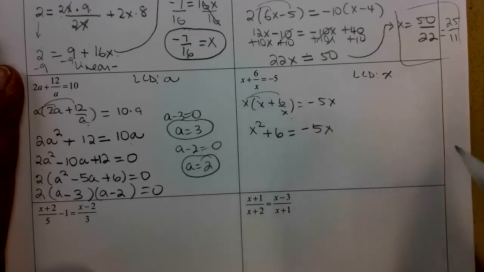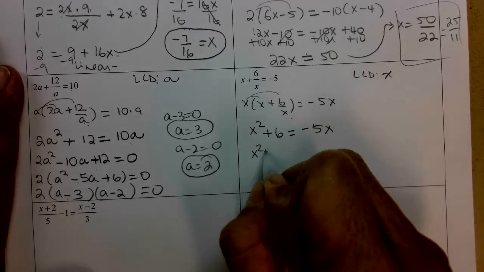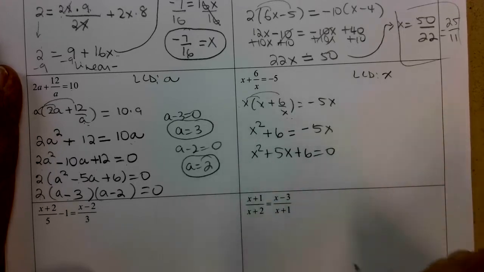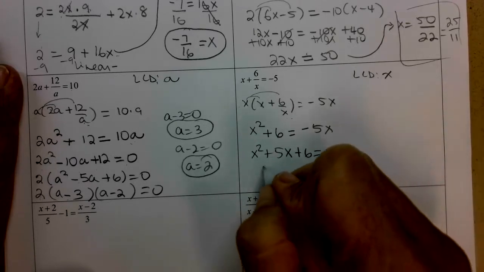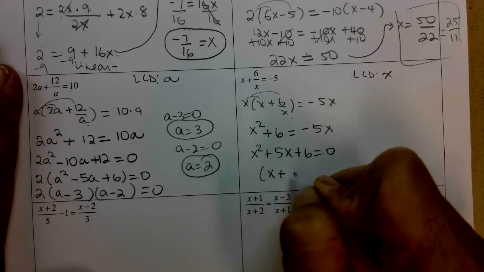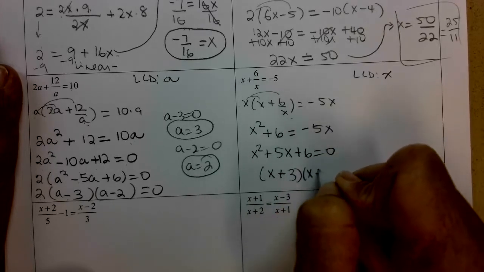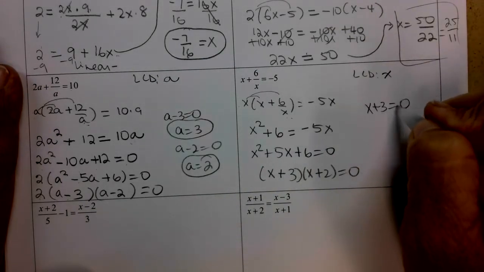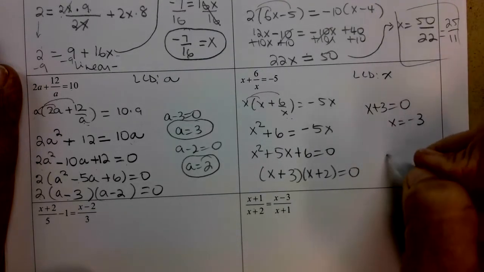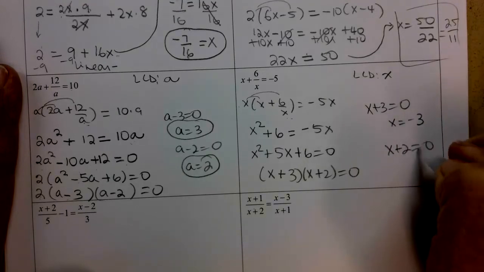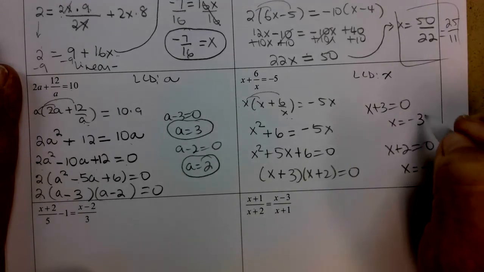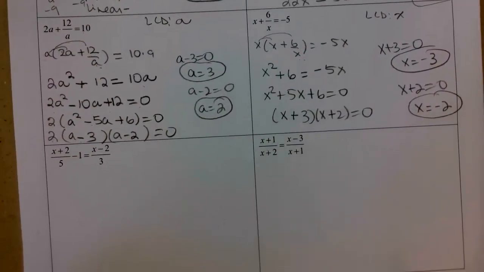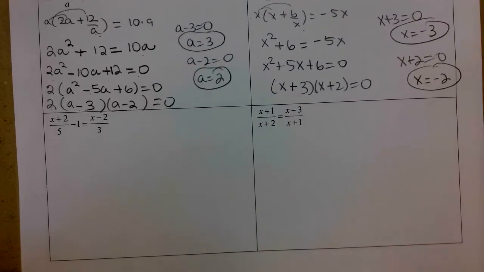So add the 5x to both sides. And factor, well, it's almost exactly the same. x plus 3 times x plus 2. So either x plus 3 is 0, x is negative 3, or x plus 2 is 0, which means x is negative 2. Okay, 2 more examples.